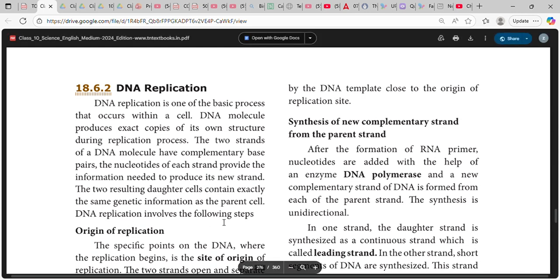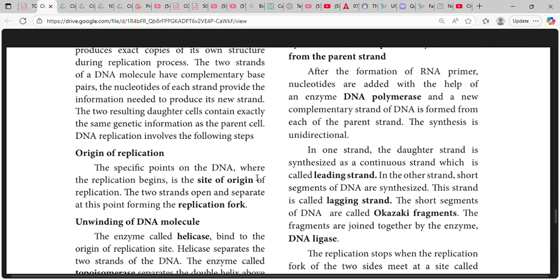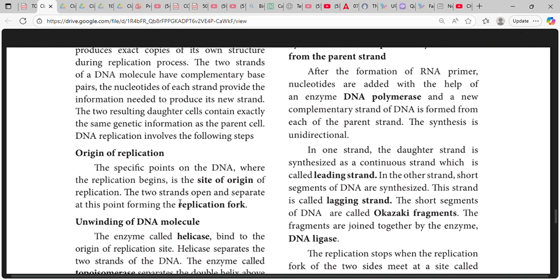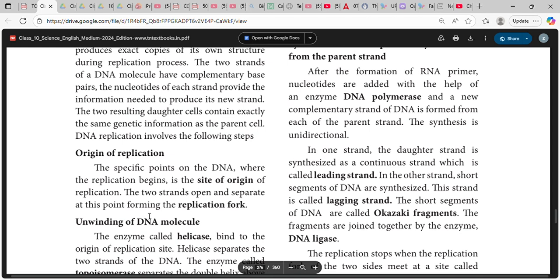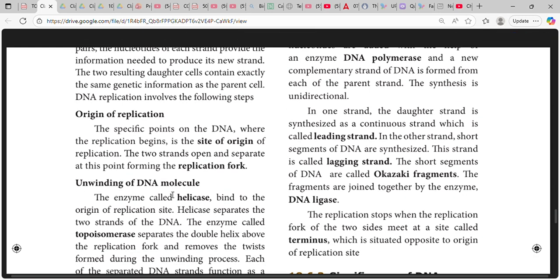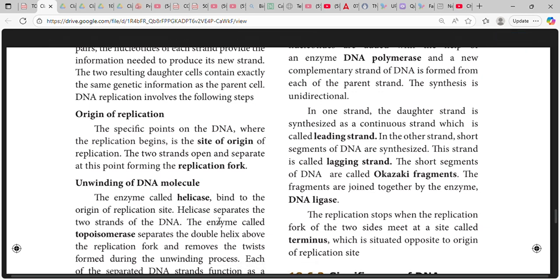DNA replication involves the following steps. Origin of replication. The specific point on the DNA where replication begins is the site of origin of replication. The two strands open and separate at this point, forming the replication fork. Unwinding of DNA molecule. The enzyme called helicase binds to the origin of replication site. Helicase separates the two strands of the DNA.